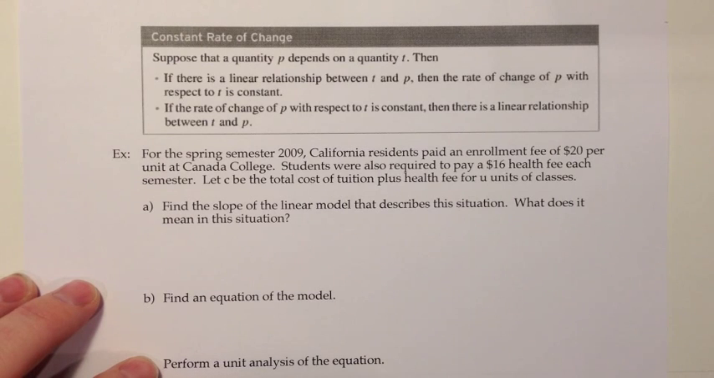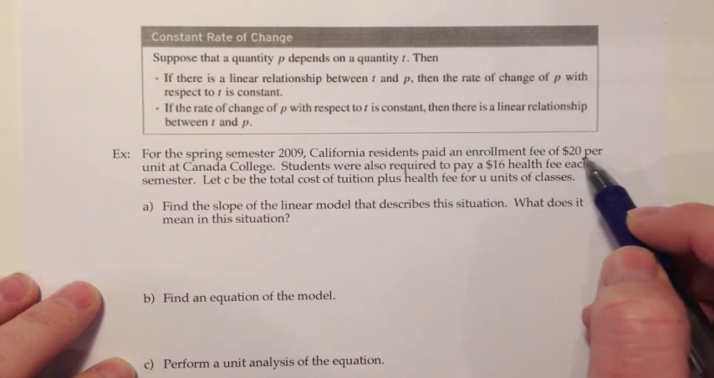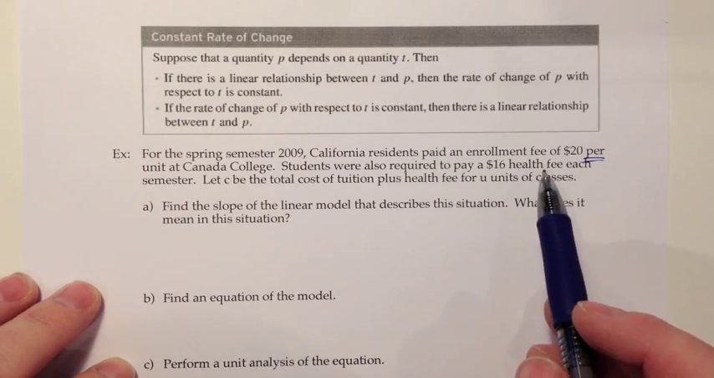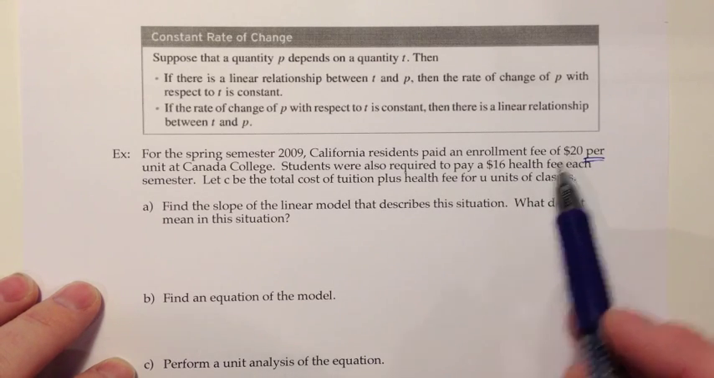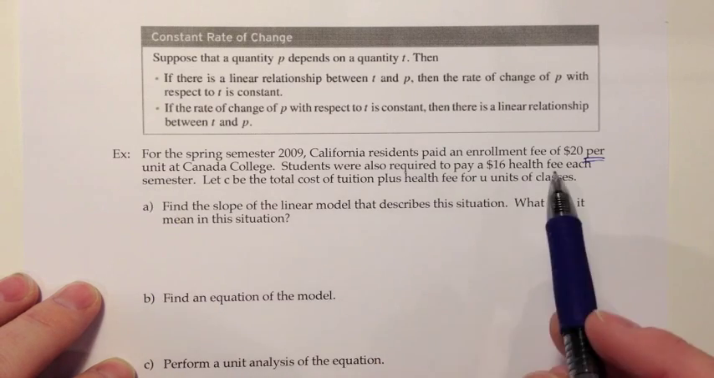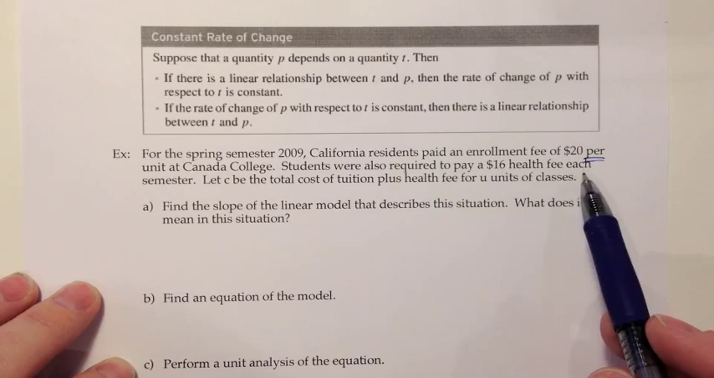Alright, so when you're looking for the slope, you could look for two ordered pairs, or, like they said in the box here, if it's a linear relationship, you could look for the rate of change and get that constant rate of change to be your slope. And so if you're looking for a rate of change, you'd want to look for the word per, and I see that right here, that the enrollment fee is $20 per unit. So notice that we have units of cost over units of how many units you're taking. And so that's going to be our slope.